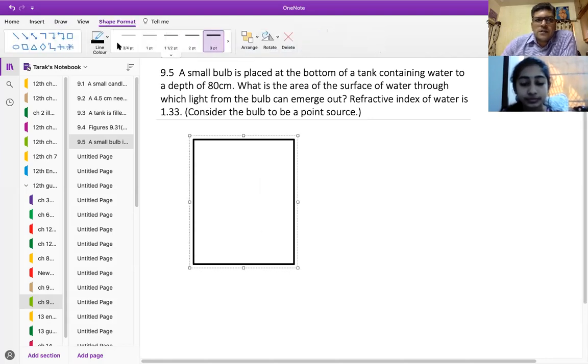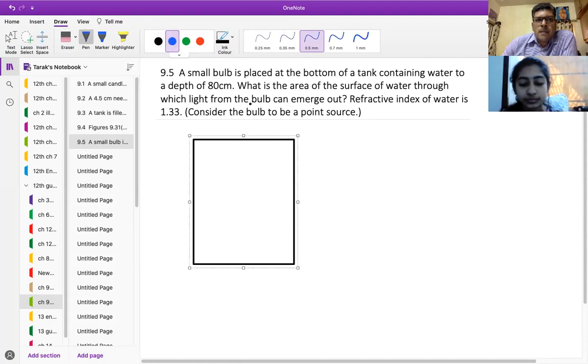So I have such a tank, a small bulb which is at the depth of 80 centimeters. So this is 80 centimeters.